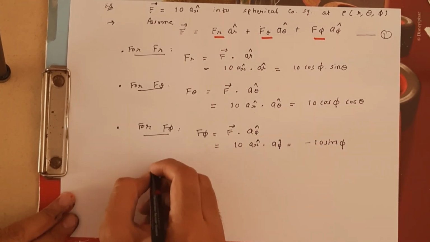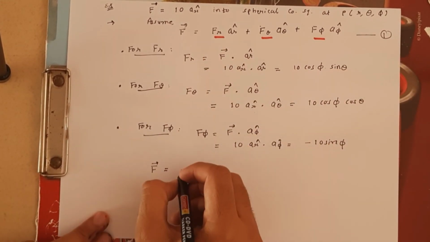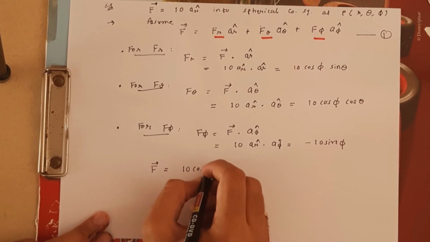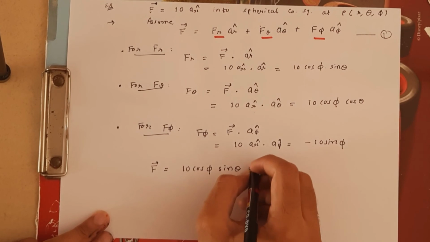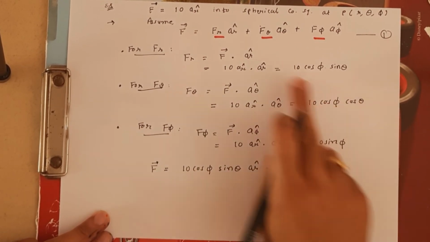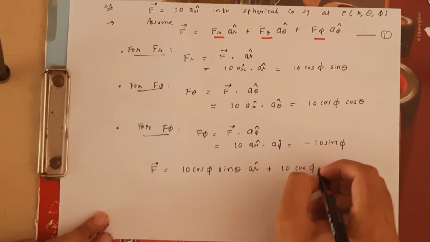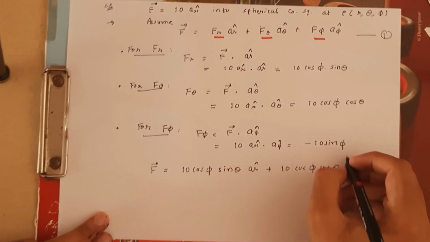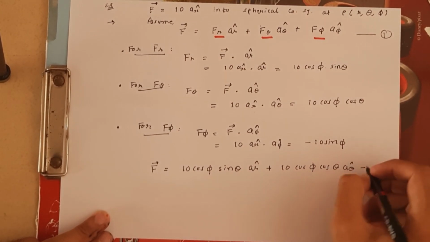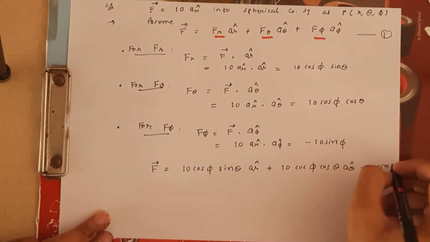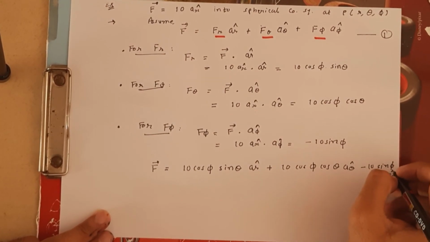So now put all those values into my first equation. The F_R value is 10 cos phi sin theta a_R, plus the value of F theta, which I have to put here, 10 cos phi cos theta a theta, and lastly F phi, which is minus 10 sin phi into a phi unit vector.